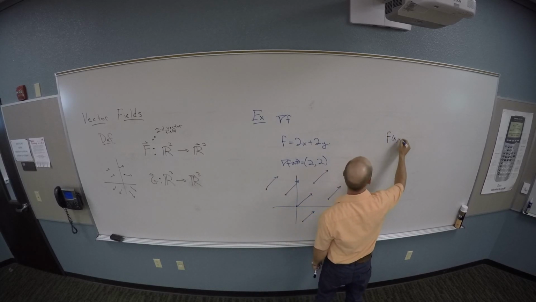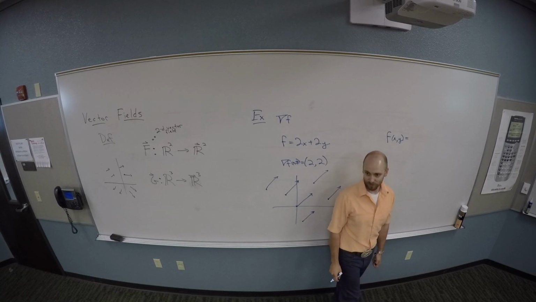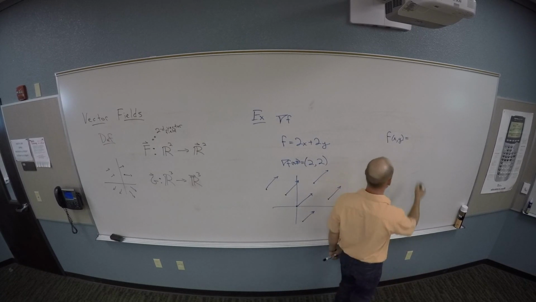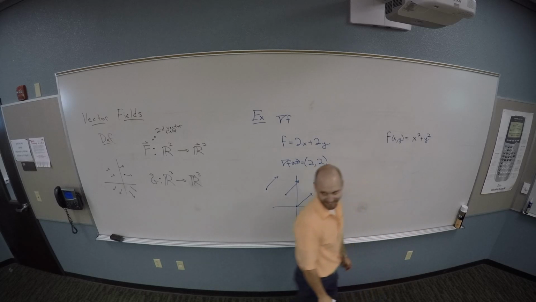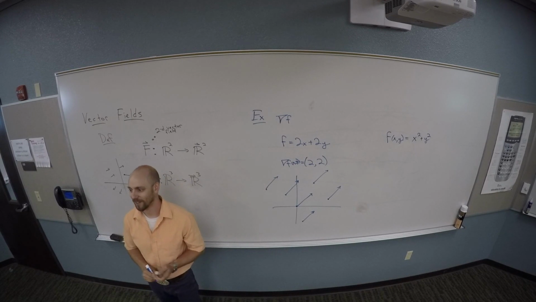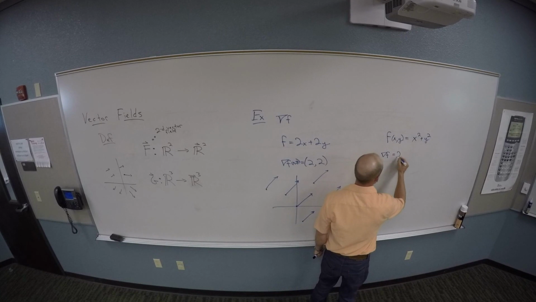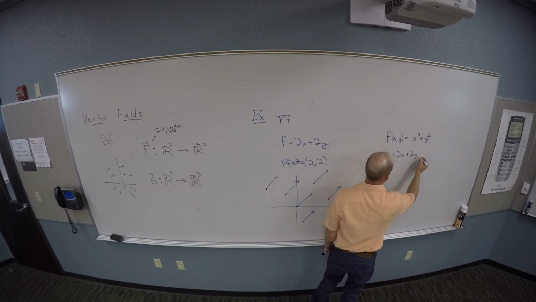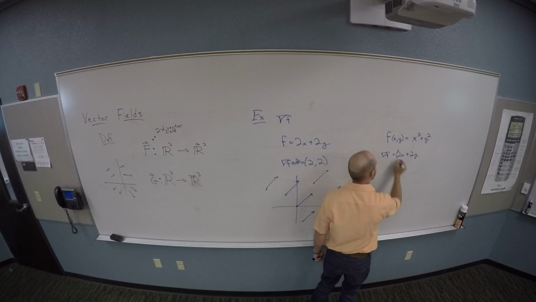Better one? More interesting one? How about f of x and y is, what's your favorite 2-dimensional function? X squared plus y squared. Good answer, Alan. Thank you. X squared plus y squared. Always my favorite function. What's the gradient of this thing? 2x plus 2y, right? Well, no: 2x i and 2y j, right?